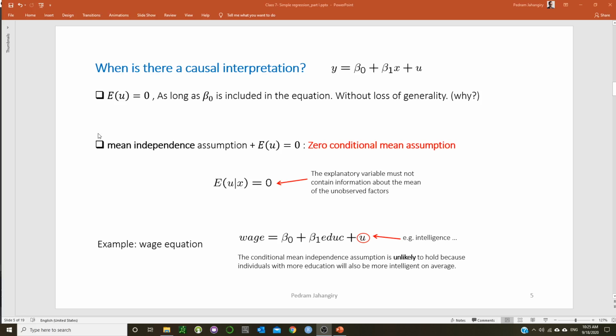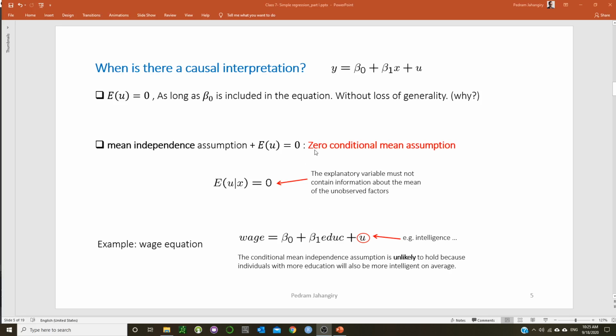Assumption number 2, we need to have mean independence. Remember, we talked about strong independence, which implies mean independence, which implies zero correlation. So here we say that all those unobserved factors must be mean independent of your X variable. All these unobserved factors, like intelligence in this example, gender, experience, and whatever is not here, we assume that on average they are independent of education.